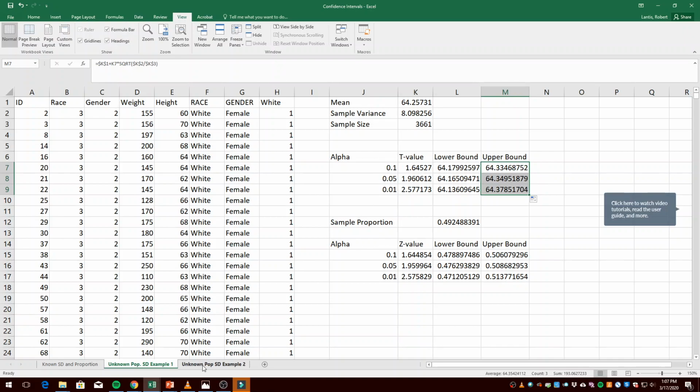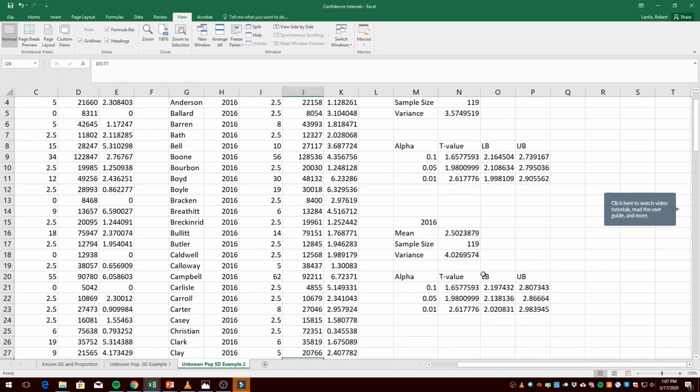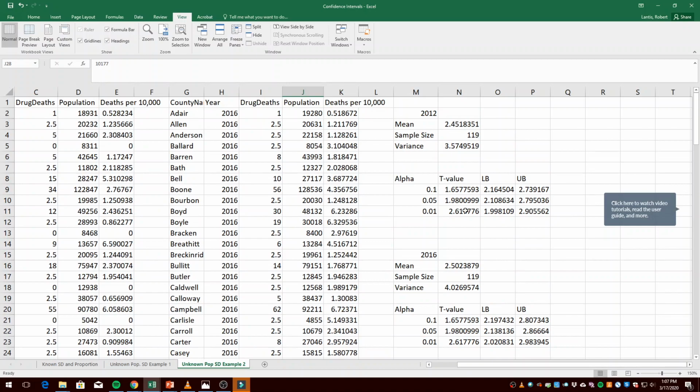Okay. Now I have a whole other example here. I had some drug death data, and you can look through this. If you have any questions, please feel free to ask me. I won't do a tutorial on this, but just another example of how we would construct confidence intervals.